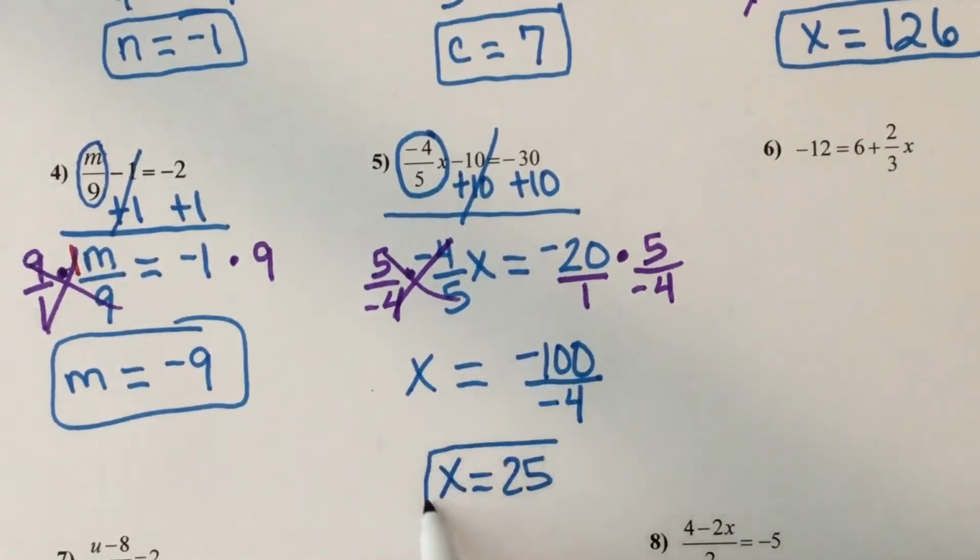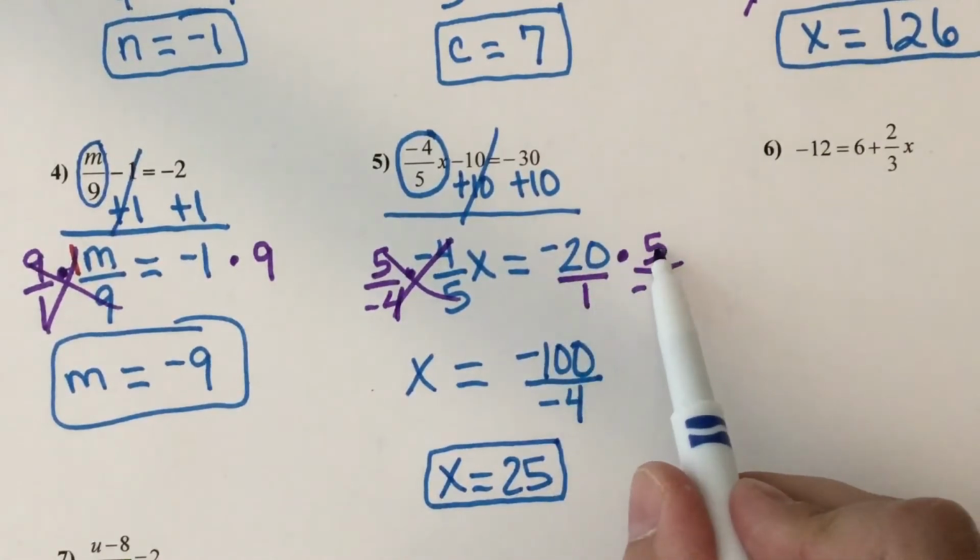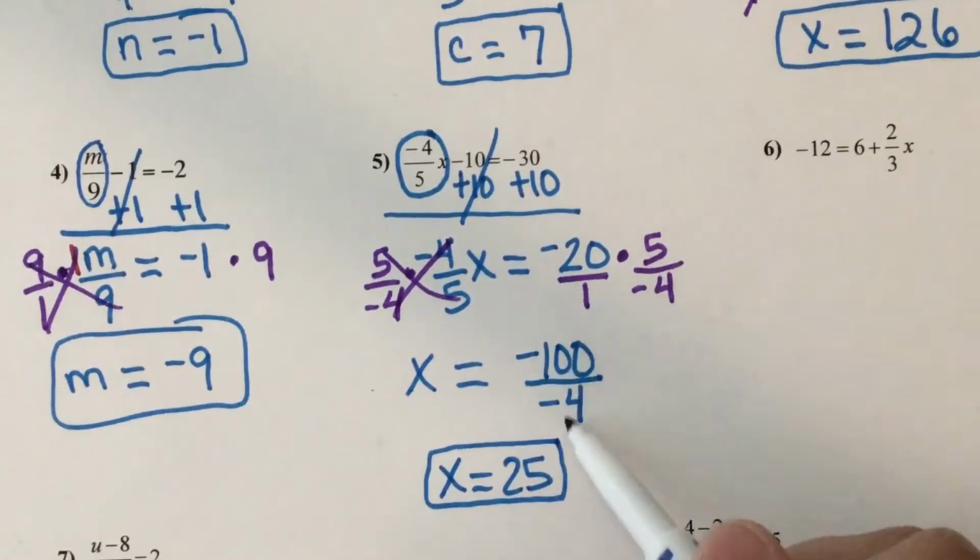And of course, if you have calculators, you can make the calculators do that fraction work if you want. But multiplying fractions isn't a big deal. Just multiply straight across, straight across, and then reduce your fraction if you can.